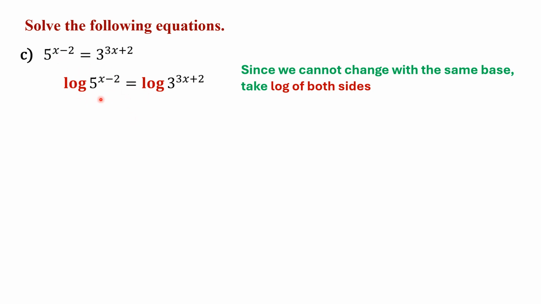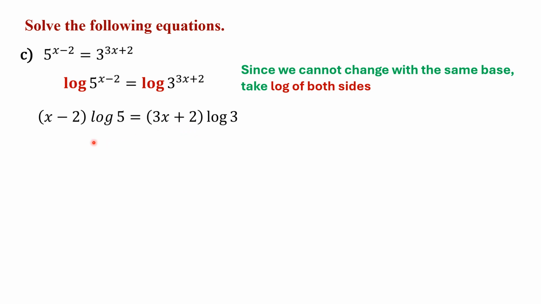Now, since we already have the log on this 5 to the x minus 2, we can apply the power property by bringing this power x minus 2 as a coefficient of this log. So we will have x minus 2 times the log of 5. Take note, this log of 5 should be multiplied to x minus 2, that's why you have to put parentheses here. Same as the right side, this 3x plus 2 will be multiplied to the log of 3, so you will also put parentheses here.